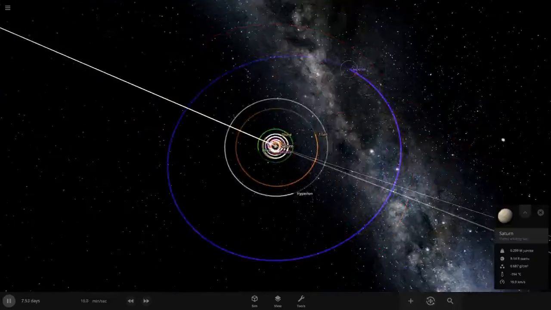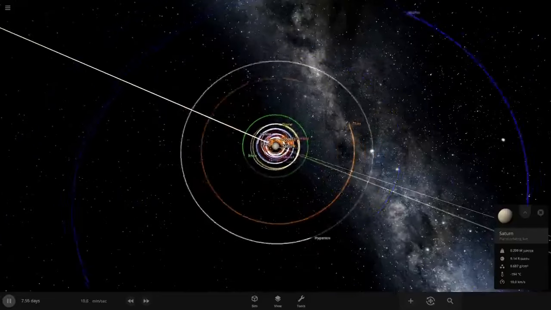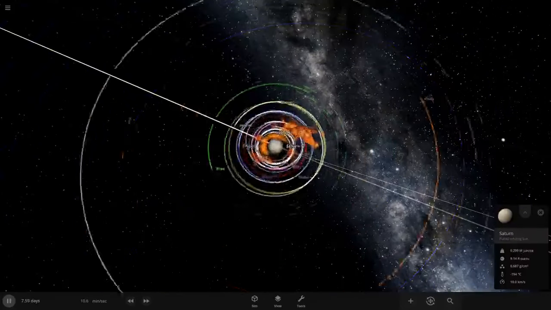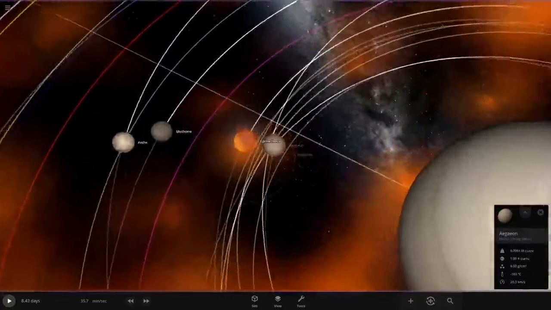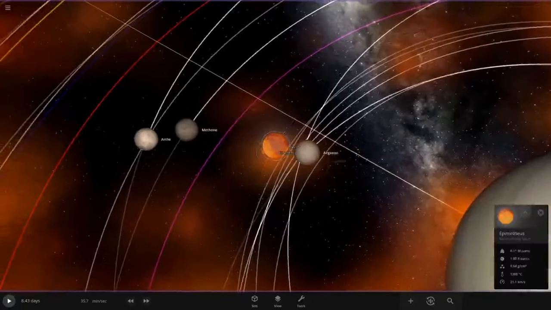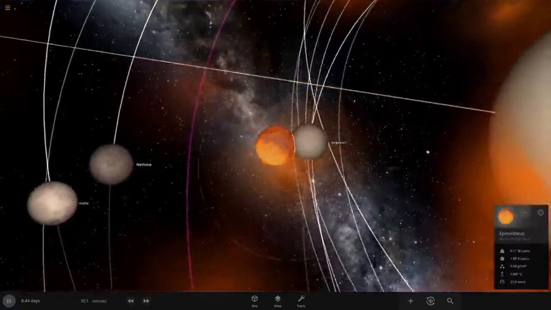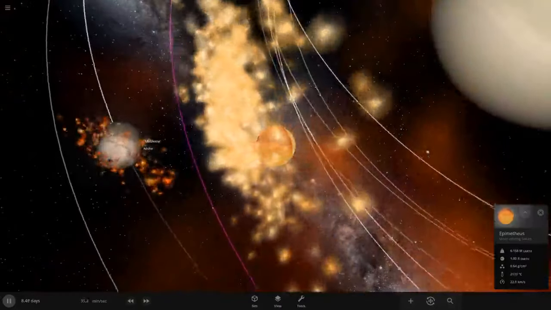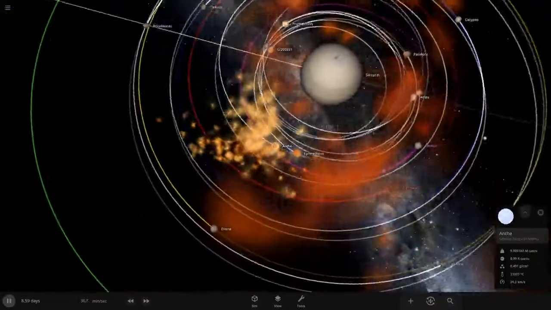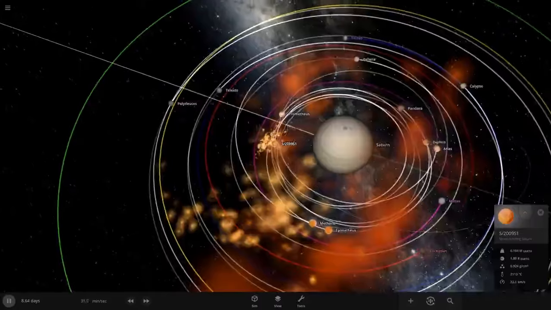Like I said, Iapetus, Titan, and Hyperion aren't really doing anything right now, since there are no other moons close to them. It looks like we're going to have another collision here between one of these two, and this one's going to win. That's what happened. Well, this is a second. Oh, there's one right here too. Oh, there's another one over here.